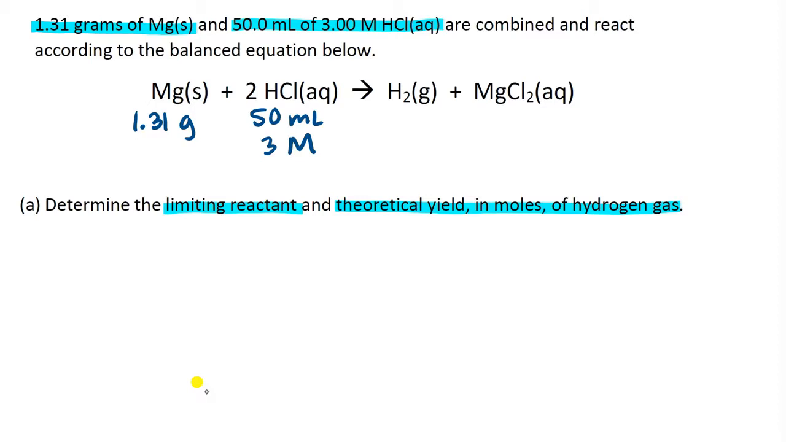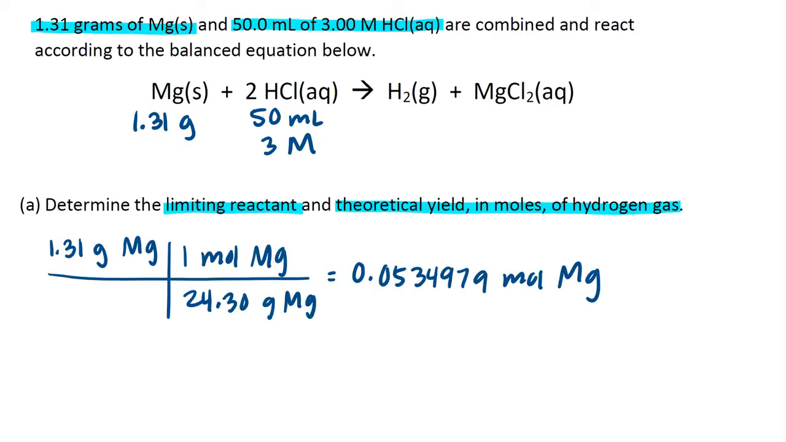Because they react in a given mole ratio, the first step is always to calculate the moles of each reactant. So let's do that. Let's take our grams of magnesium solid and convert that over to moles. I've taken the grams of magnesium using its molar mass, and we're going to get this value of moles for the magnesium, 0.0534979. I'm truncating just a bit here, but I'm going to continue to use the value in my calculator. Now, all I've done is convert our amount of magnesium available over to moles.